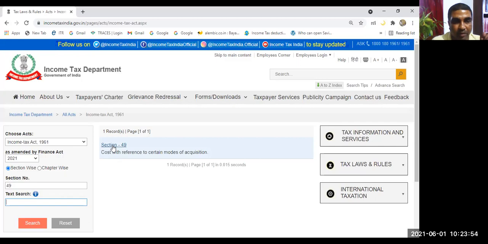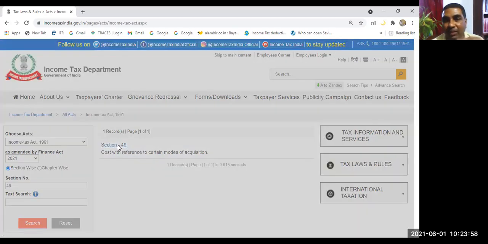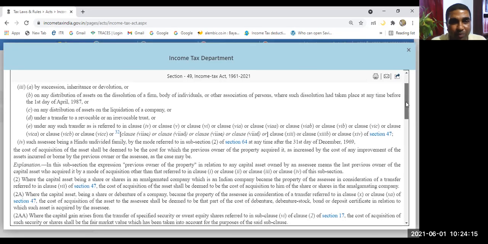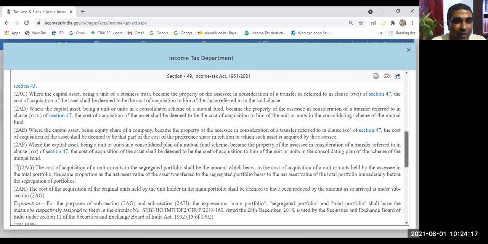You see, section 49, cost with reference to certain modes of acquisition. So it is not necessary that the assessee has always purchased the asset. It might have been acquired by way of gift, by way of inheritance, by way of will. In that kind of situation, where the capital asset becomes the property of the assessee in different ways, how will the cost of acquisition be computed? You see, various things are there.